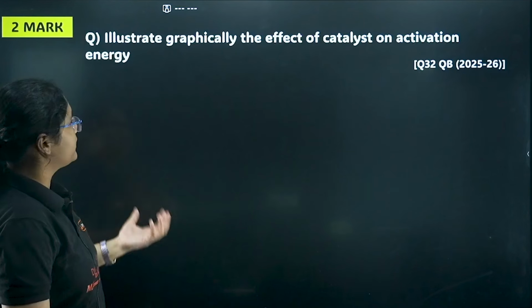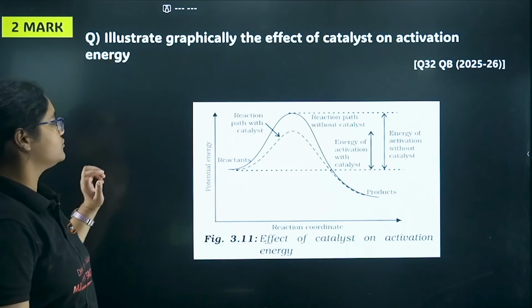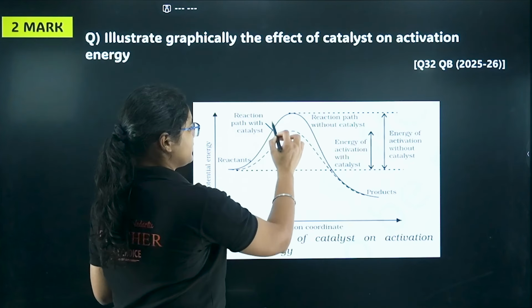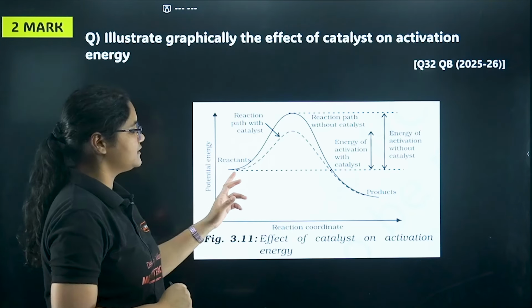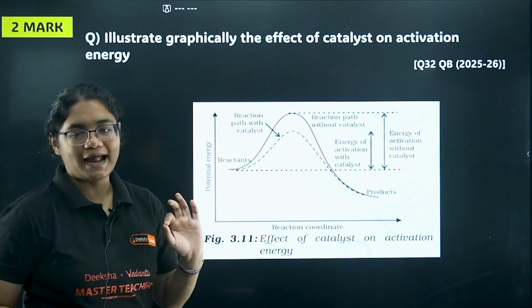Next, illustrate graphically the effect of catalyst. So this graph is also very important. Without catalyst, the graph is like this. With catalyst, the activation energy decreases. The dotted line is the one with the catalyst.